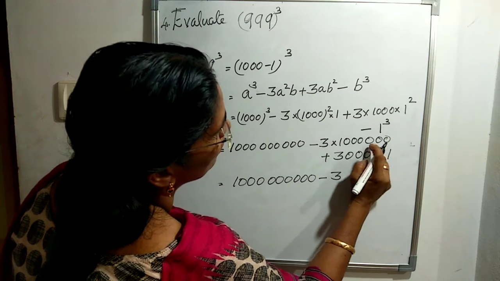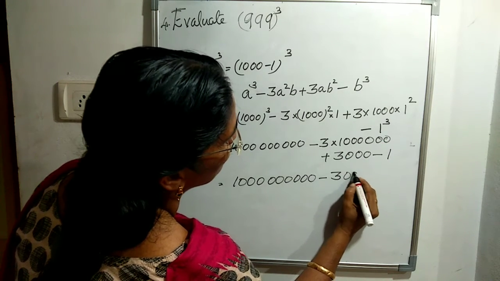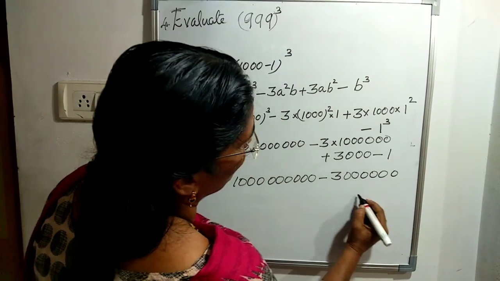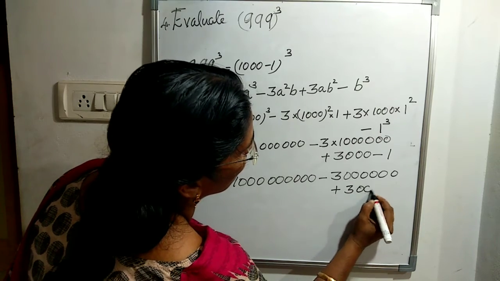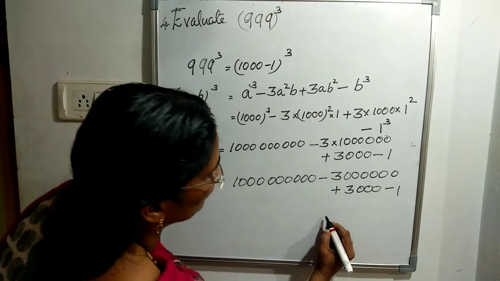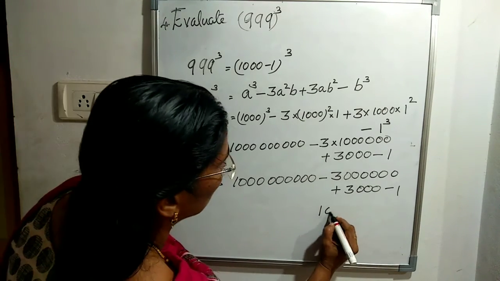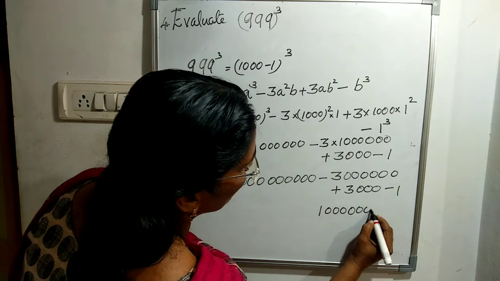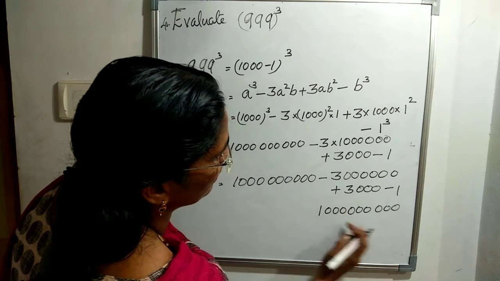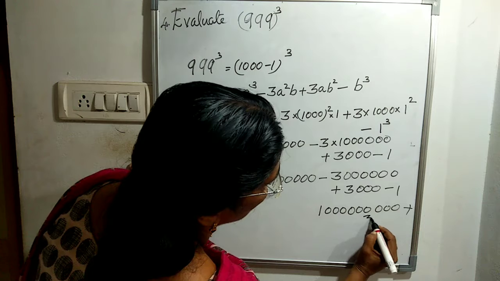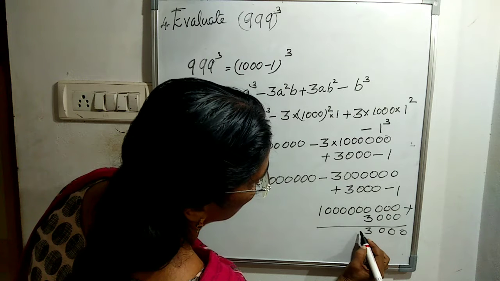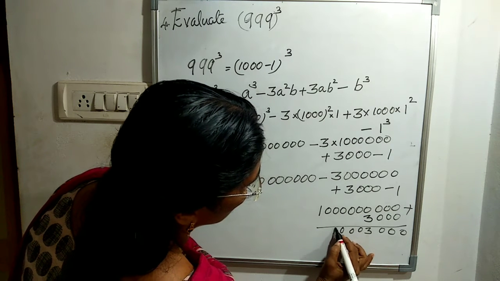Three into this number we will get one more 0. Plus 3000 minus 1. First you have to add these two numbers. So we have to add, how many zeros are there? 9 zeros. 1, 2, 3, 4, 5, 6, 7, 8, 9, 0 plus 3000. We have to add together. So we will get 0, 0, 3, again 0, 0, 0, 0.